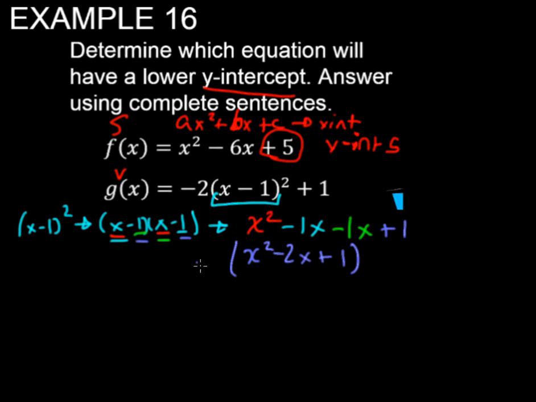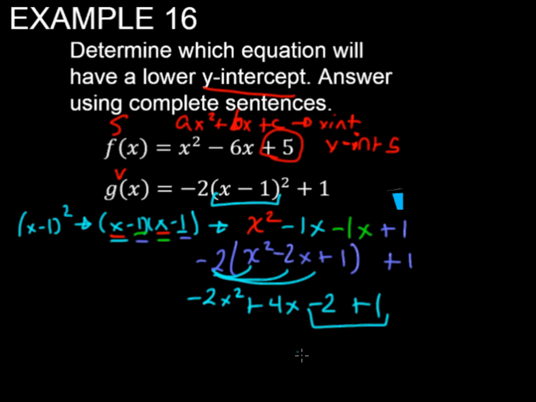But that is still in vertex form. So we still have to multiply by negative 2 and then add 1. So let's go ahead and distribute. We get negative 2x squared plus 4x minus 2 plus 1. Combine like terms and we get negative 1. So it's negative 2x squared plus 4x minus 1. So there's my y-intercept. The y-intercept here is negative 1.